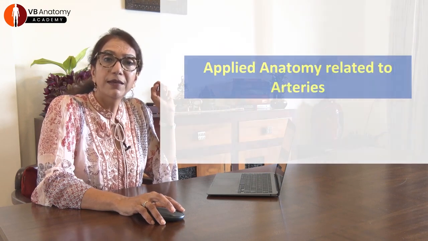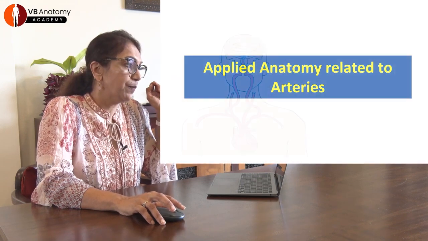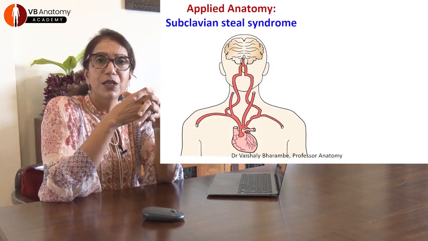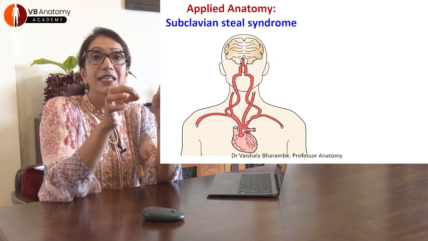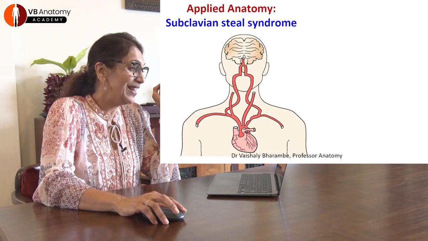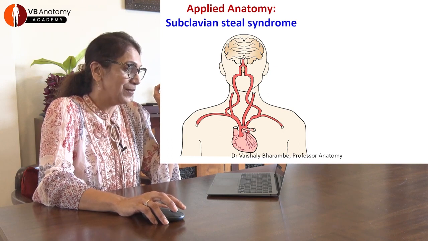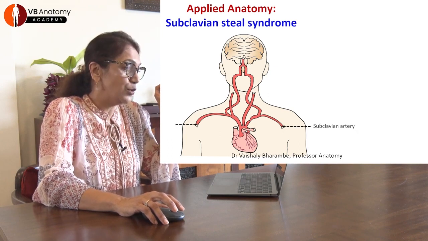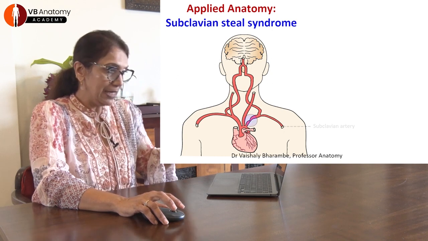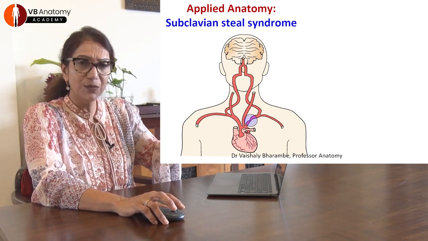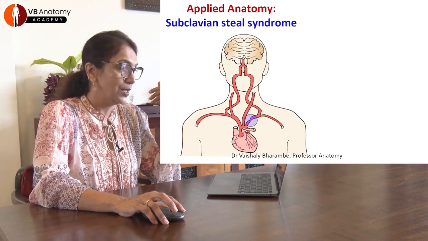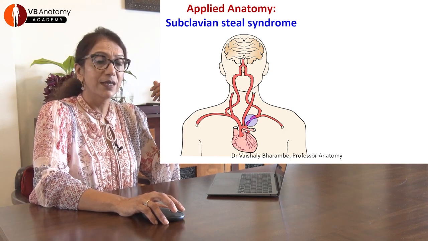Let's talk about applied anatomy related to arteries now. Right. We come to a very interesting phenomenon, comes as a MCQ very often. It's called subclavian steal syndrome. Okay, who is stealing what? Let's understand. Okay, so here you are seeing the two subclavian arteries, the two vertebrals, the basilar artery. Okay, so you can see here that the subclavian artery seems to be narrowed down just proximal to its vertebral branch. Okay, so what happens?